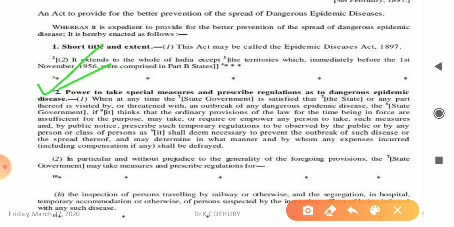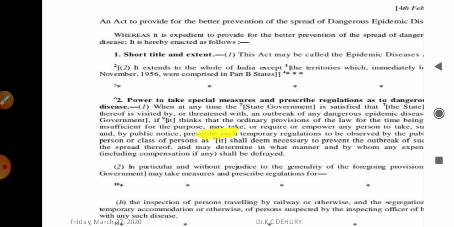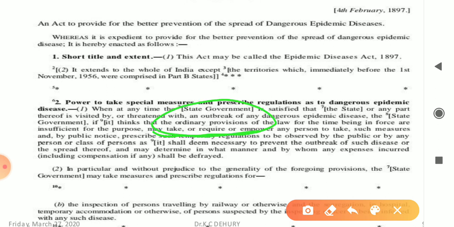Listen very carefully: when at any time the state government is satisfied, that means this Section 2 is about the role of the state government. If the state government is satisfied that the State or any part thereof is visited by or threatened with an outbreak of a dangerous epidemic disease, and that the ordinary provisions of the law for the time being in force are insufficient for the purpose, it may take, or require or empower any persons to take, such measures, and by public notice prescribe such temporary regulations, very important, such temporary regulations to be observed by the public or by any person or class of persons as it shall deem necessary to prevent the outbreak of such disease or the spread thereof, and may determine in what manner and by whom any expense incurred shall be defrayed.